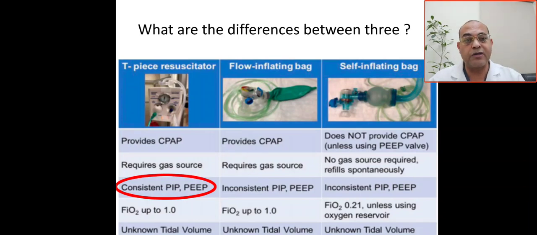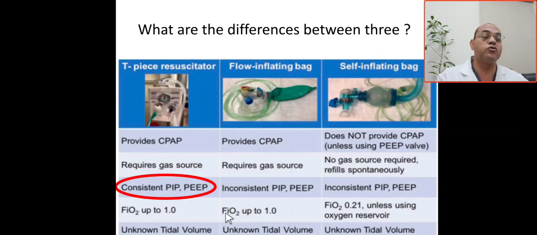The fourth point is the oxygen. So the oxygen we mentioned before: I need blended oxygen, adjustable oxygen, from 21 up to 100. So the TBs or the Neopuff and the flow inflating bag will give you from 21 to 100%. The self-inflating bag will give you 40% oxygen, unless you put the oxygen reservoir, then it will give you above 90 to 100%. The last point is unknown tidal volume.